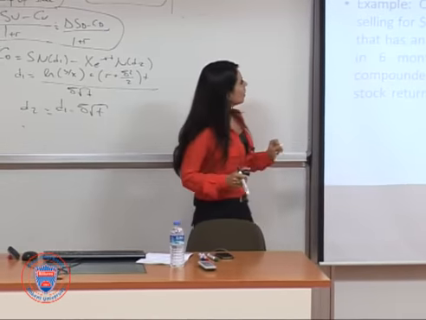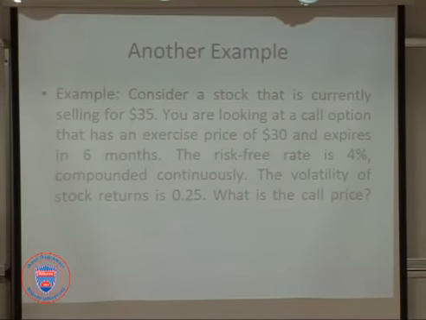Don't worry. Okay, consider a stock that is currently selling for $35. You're looking at a call option that has an exercise price of 30 and expires in 6 months. The risk-free rate is 4%, compounded continuously. The volatility of stock returns is 25%. What is the call price?